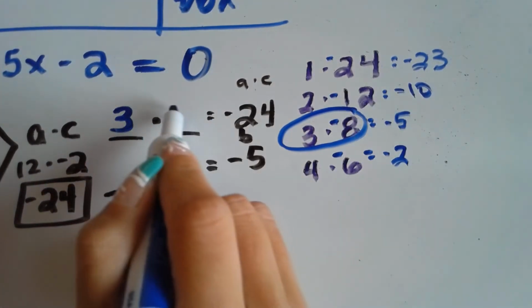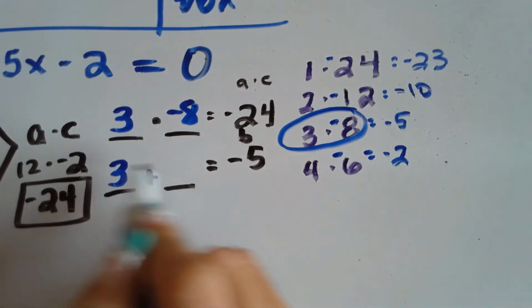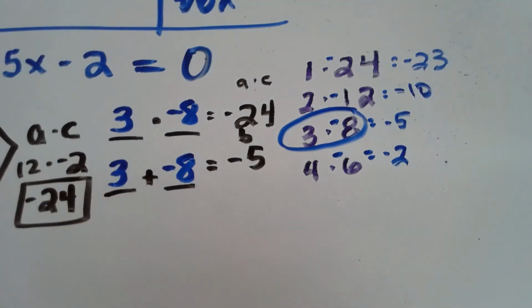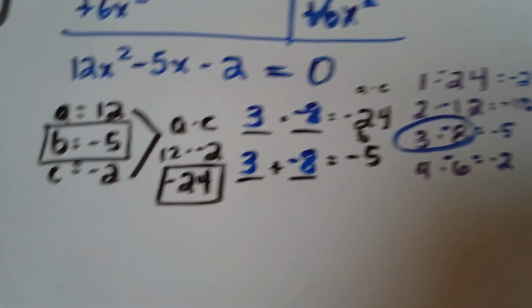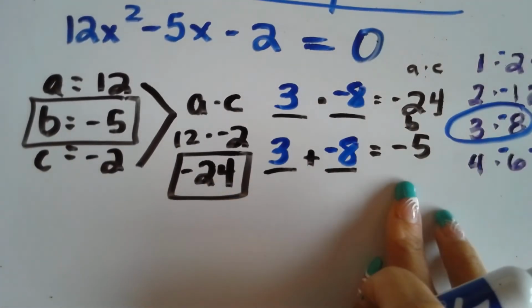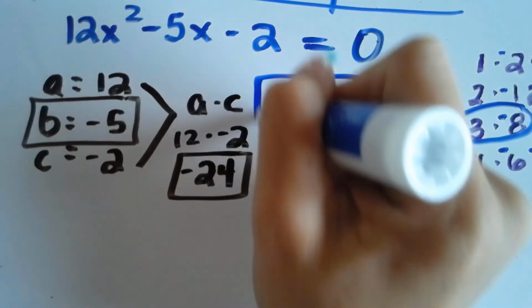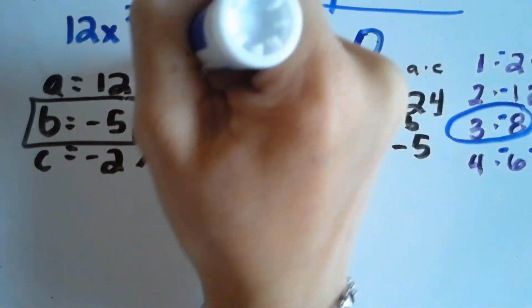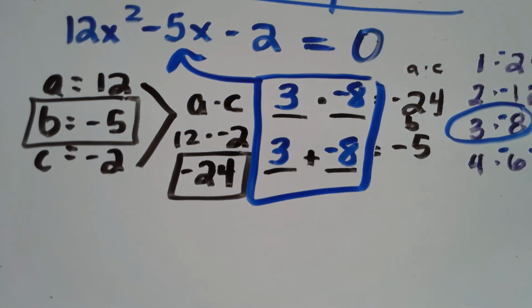So we're going to write 3 and then a negative 8 here. So 3 times negative 8 is negative 24, and 3 plus negative 8 is negative 5. And the point of this is that these two numbers replace our B value, okay? So let's go ahead and we're going to get into factor by grouping.